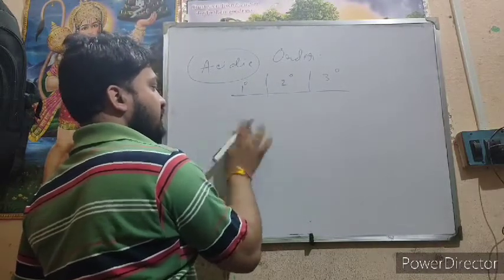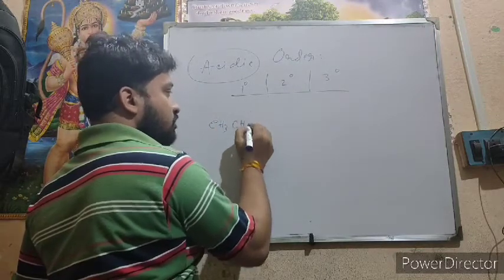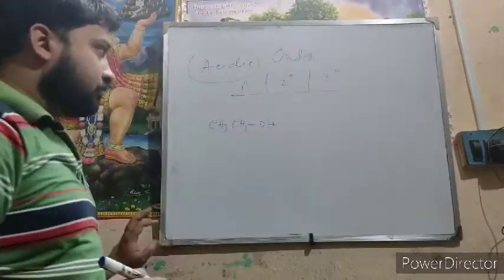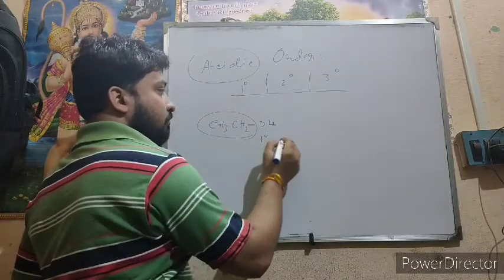CH3, CH2, OH. So one bulky group. So this is 1 degree alcohol.